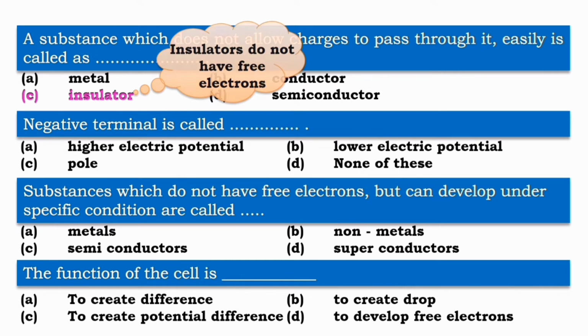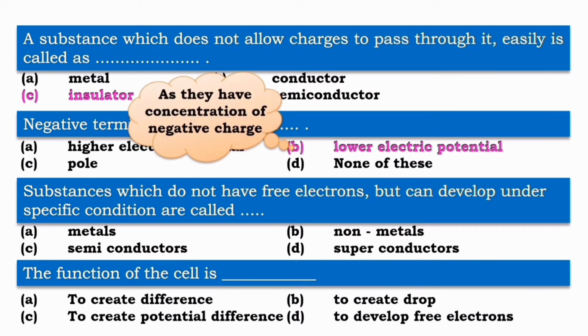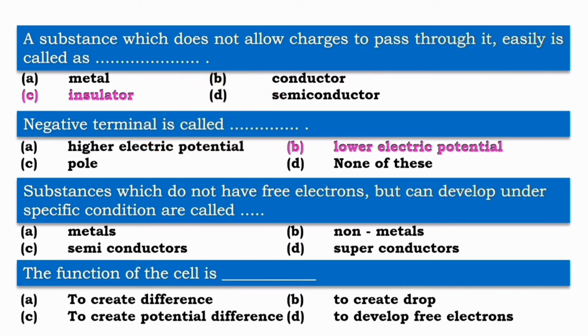Moving to the next question. Negative terminal is called, I already told you the answer. The negative terminal is called the lower electric potential because it has a concentration of negative charge. Third question. Substances which do not have free electrons but can develop them under specific conditions are called? They are called semiconductors.